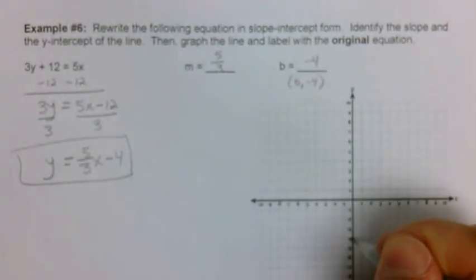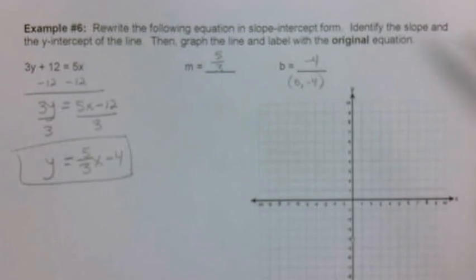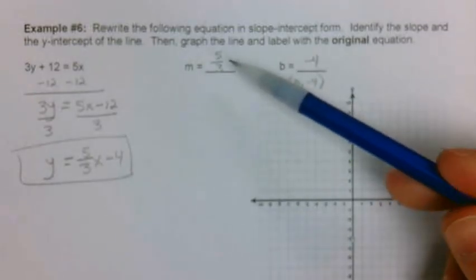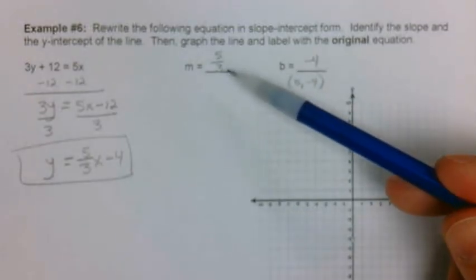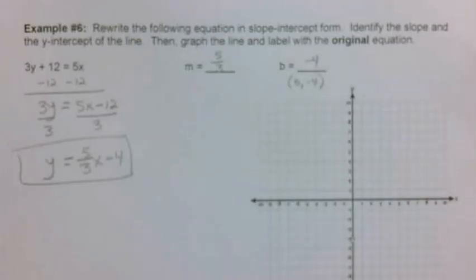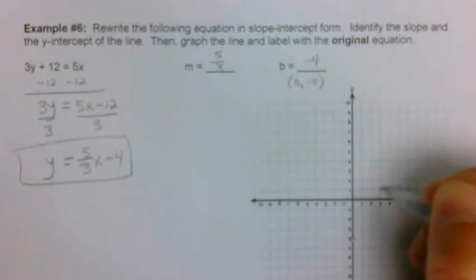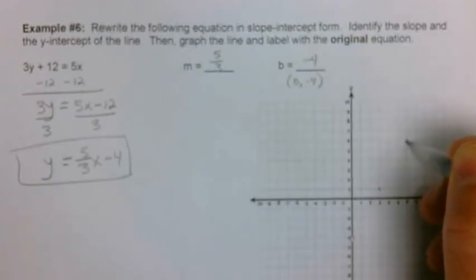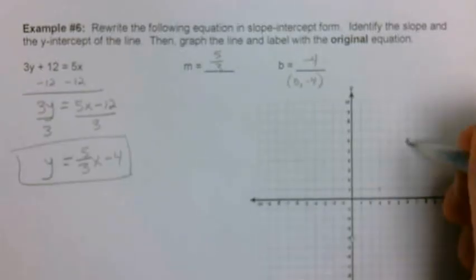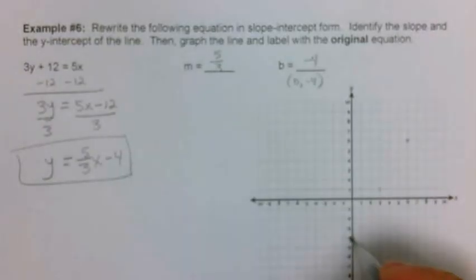(0, negative 4) is down here. All right, and now after we plot that, let's go ahead and get from point to point. We're going to rise 5 and run to the right 3. So up 5, right 3. Up 5, right 3. If I try to go up 5 again, I'm going to be off the graph. So I'll come back here. I'll go down 5 and left 3, and that'll just get me an extra point.